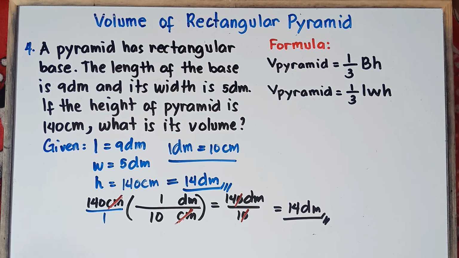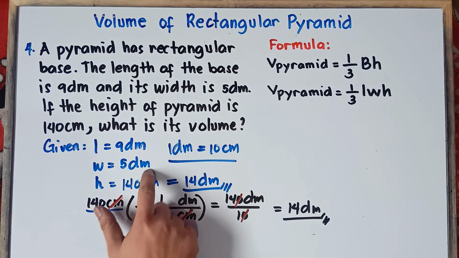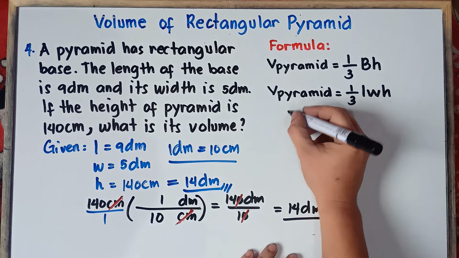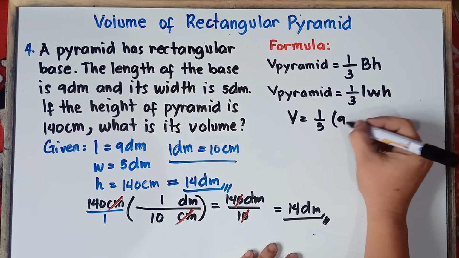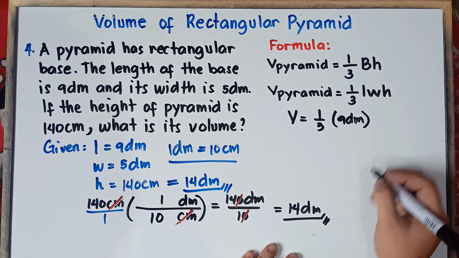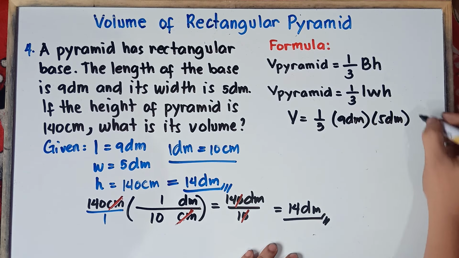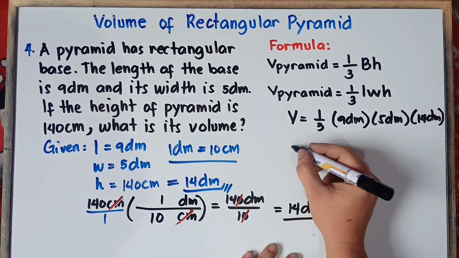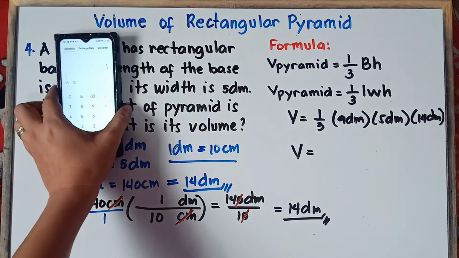So can we find the volume? Yup. We can now apply in finding the volume because we have the same units: 9 decimeters, 5 decimeters, 14 decimeters. Alright, let's use this one. So volume equals 1/3. The length is 9 decimeters. The width is 5 decimeters. And the height is 14 decimeters.